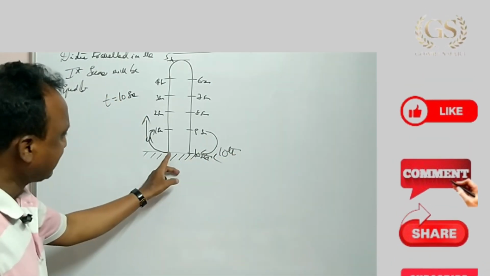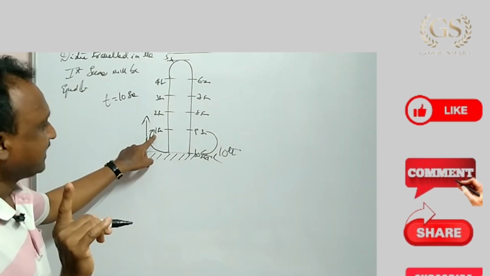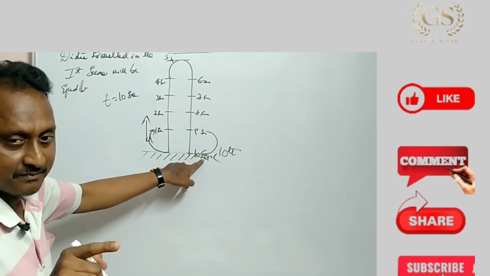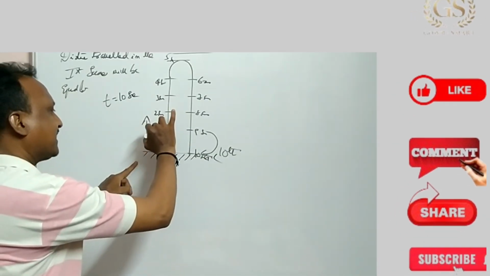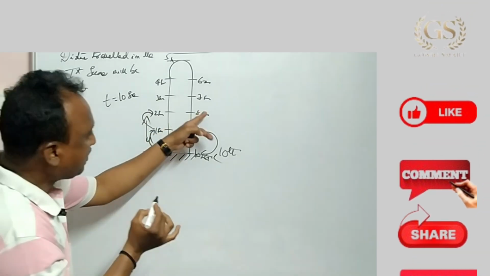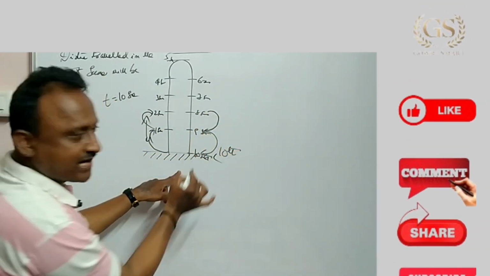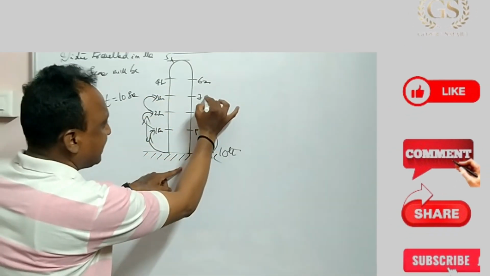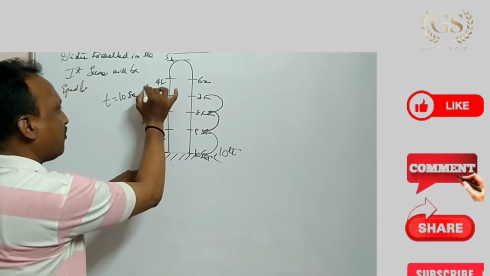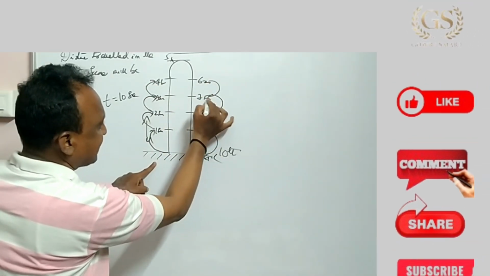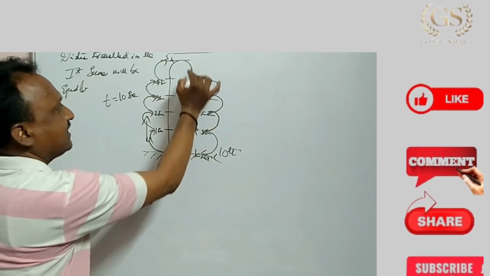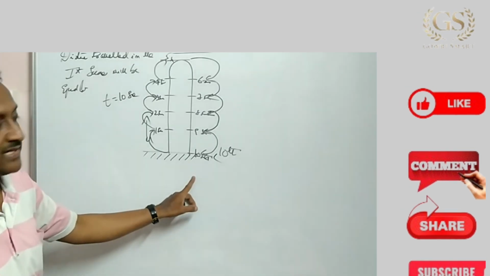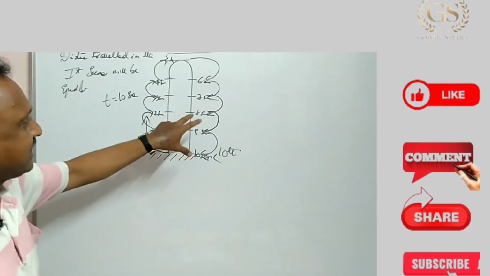The main logic is the distance travelled in the first second is equal to the distance travelled by the body in the 10th second in the descent. This is ascent. In the same way, the distance travelled in the second second is equal to the distance travelled in the 9th second of descent, and the distance travelled in the 3rd second is equal to the distance travelled in the 8th second. The same way 4th second and 7th second. The same way the 5th second distance in ascent will be equal to the distance travelled in the 6th second of the descent. This is the main logic for a body under gravity in one dimension.